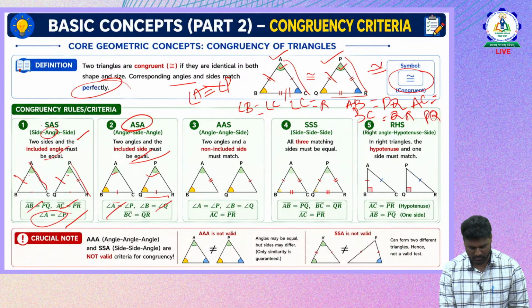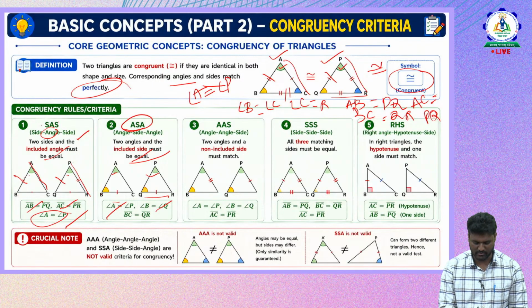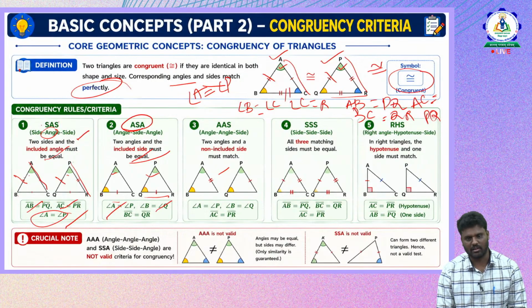Similarly, there is another property where two angles and a non-included side must match. That means two angles and one non-included side. Here the side is included with the angles, but in this case the sides are not included with the angles. If these match in two triangles, then we say that both triangles are congruent triangles.